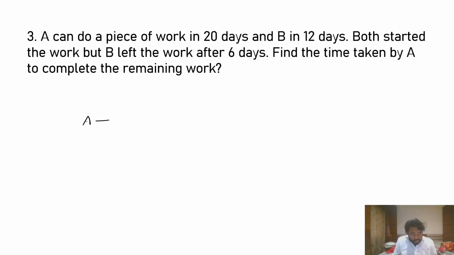A is able to do a work in 20 days, B in 12 days. We'll assume the work. How will we assume the work? We'll take the LCM of 20 and 12. So what is the LCM of 20 and 12, guys? It is 60 units. If you want, consider it as tables or units, whatever it is.